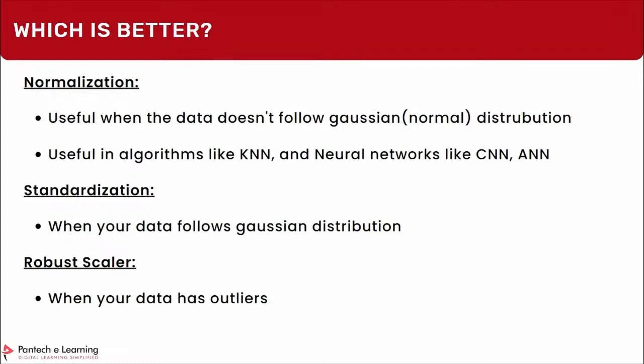Talking about standardization, when your data follows Gaussian distribution, a bell-shaped curve, then you can go for standardization. And whenever you have outliers, either handle them or go with a robust scaler. And that's all about feature scaling.